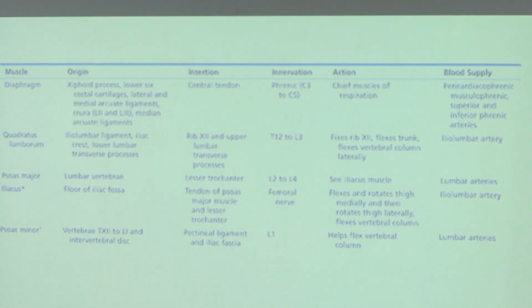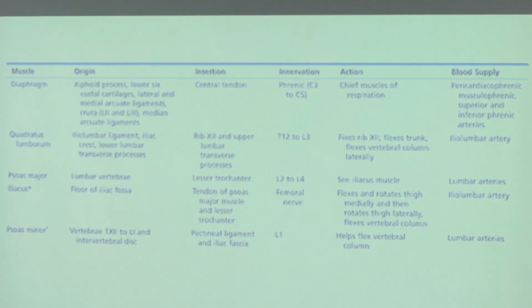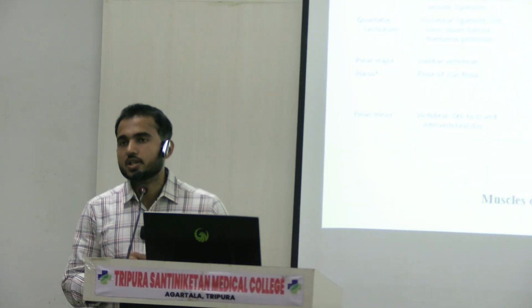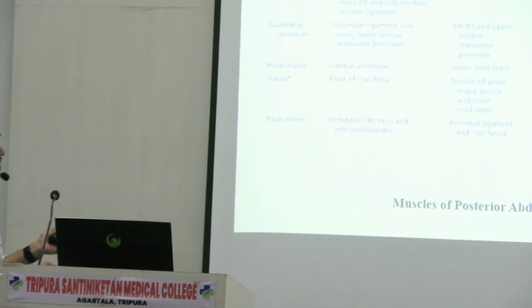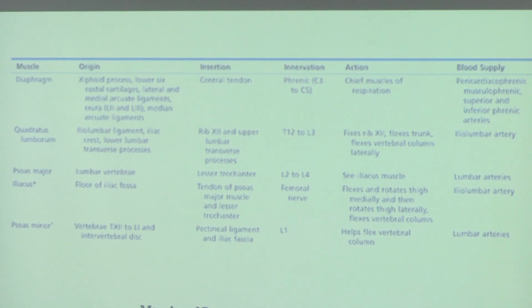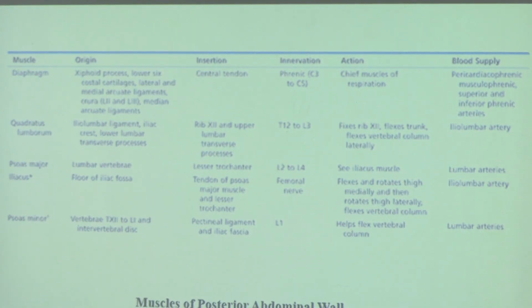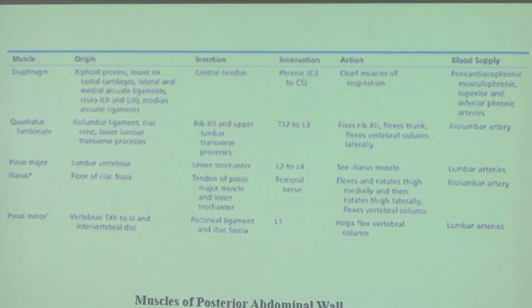Next muscle, as you can see, psoas major and iliacus. So we'll be considering the psoas major muscle and iliacus together. Now if you see the psoas major muscle, what is the origin? Psoas major mainly arises from the lumbar vertebrae. So the bodies of all the lumbar vertebrae, along with the intervertebral disc and the anterior surface of the transverse processes. This is the origin of the psoas major muscle.